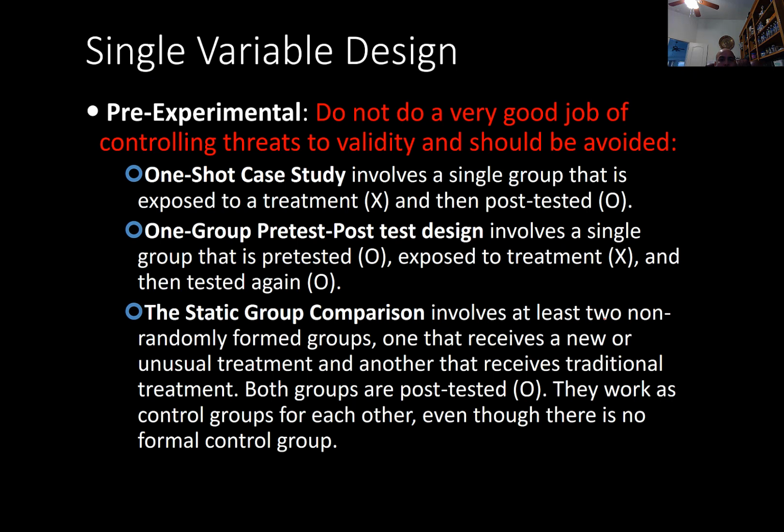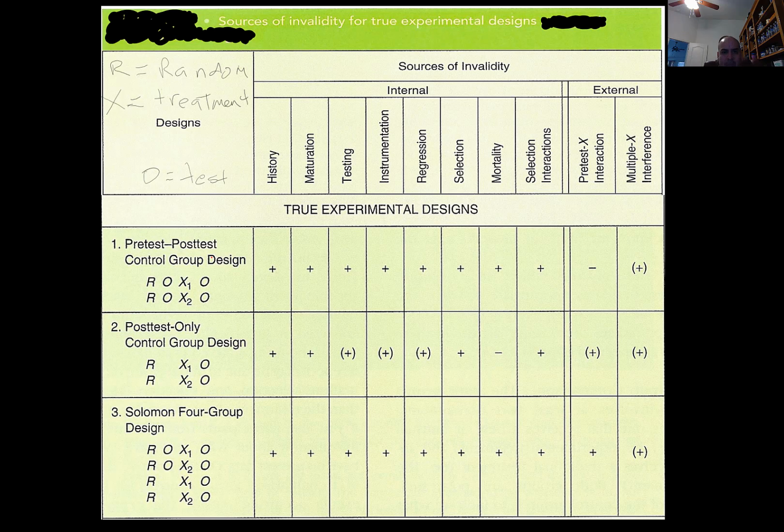Okay, so these are the pre-experimental. They don't do a very good job of controlling threats of validity, and should be avoided is sort of an overview. I mean, sometimes you don't have a choice, but there's better designs, obviously, and we're going to look at those right now. So here, these are a little bit more complex designs. These are true experimental. Remember, these are the optimal type of designs.